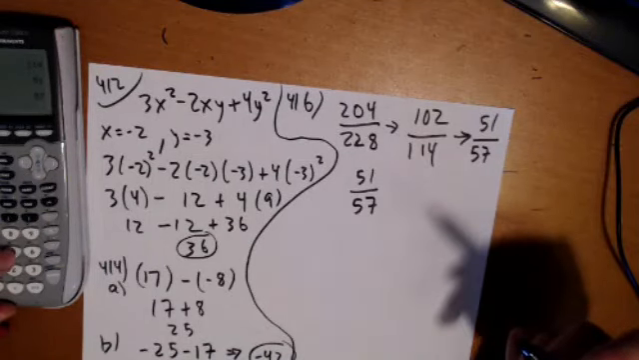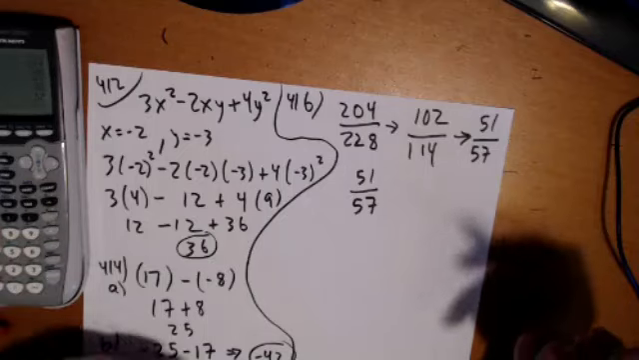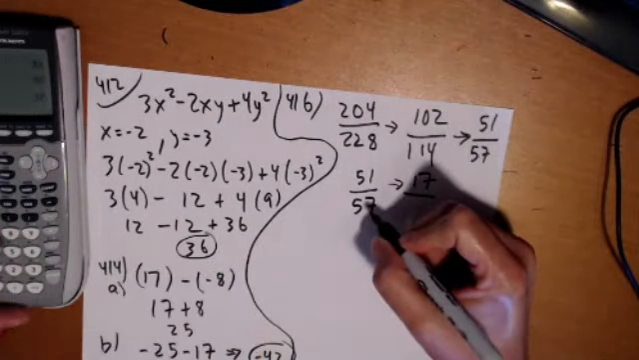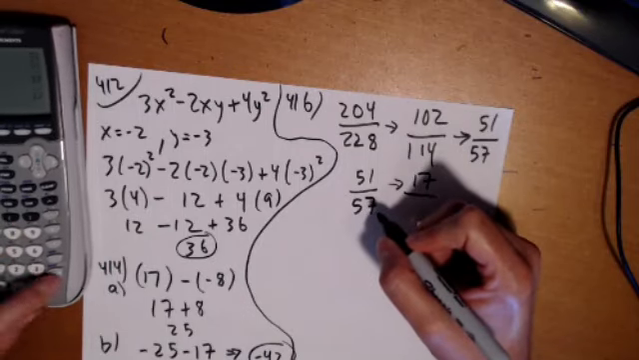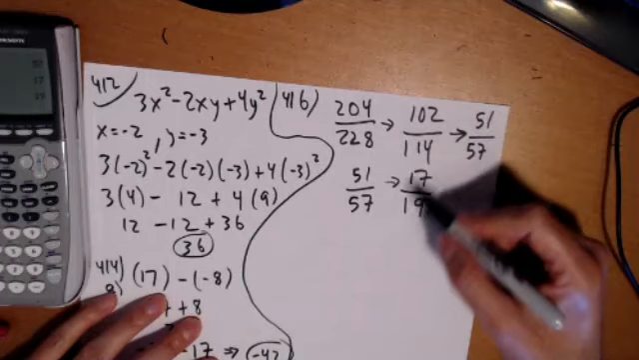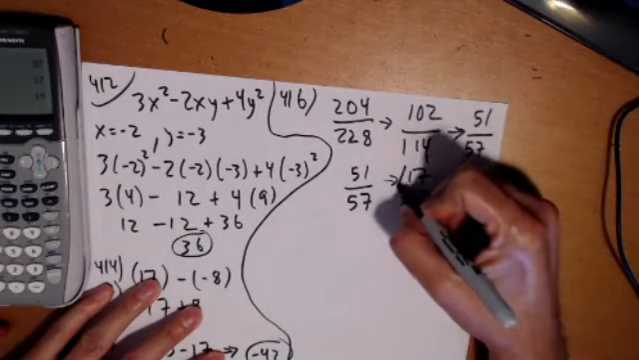So calculator, 51 divided by 3. So 3 goes in 17 times, and then 57 divided by 3, 19. And now I'm familiar with 17 and 19, and those are both prime numbers, so we're done.